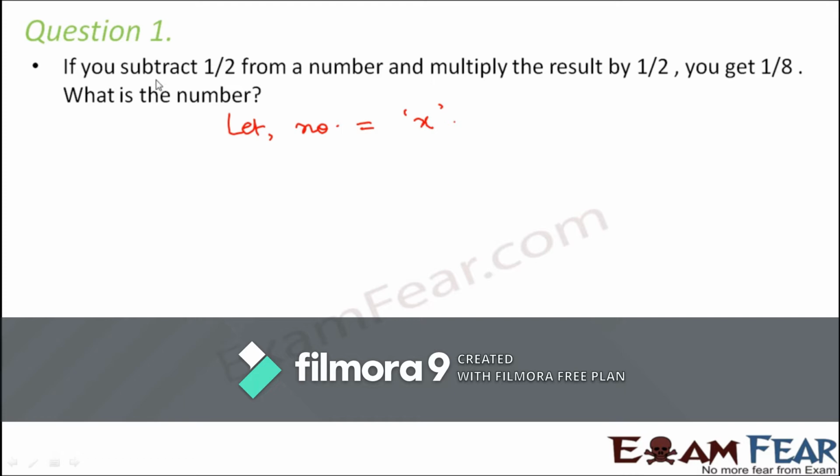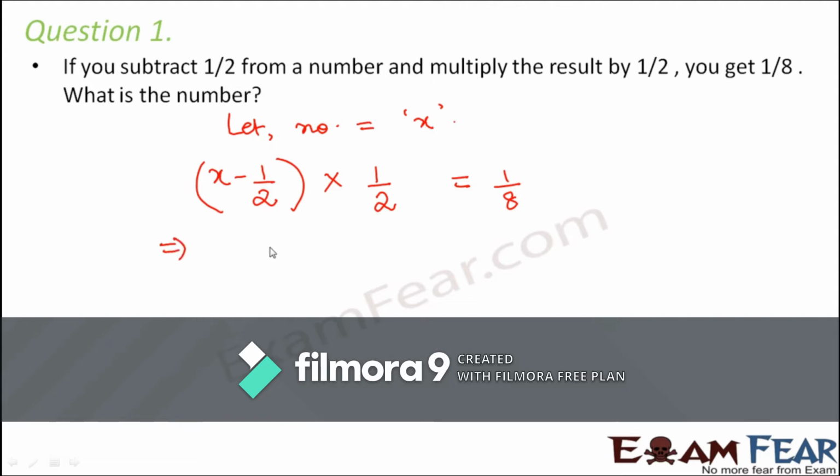Now according to the question, if you subtract 1 by 2 from a number, that means x minus 1 by 2. And then the result that you get, you multiply that by 1 by 2. And then what do you get? The result of this entire operation is 1 by 8. So this is your linear equation.